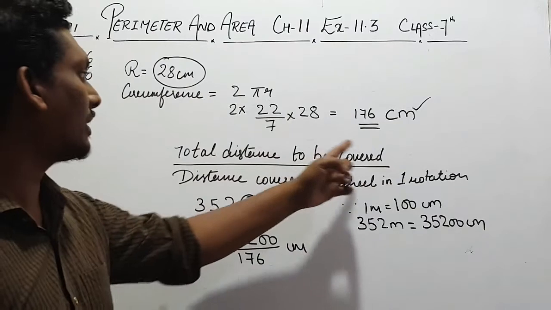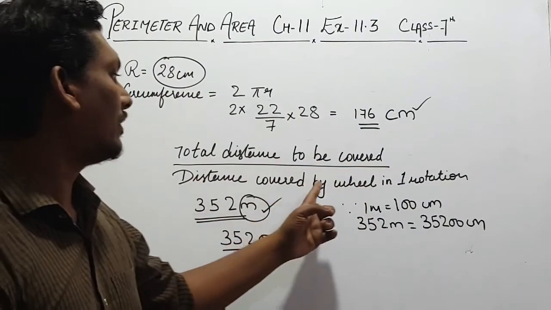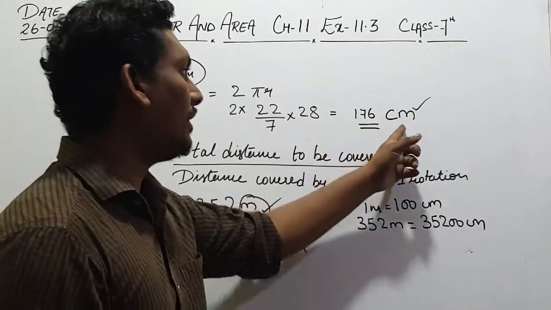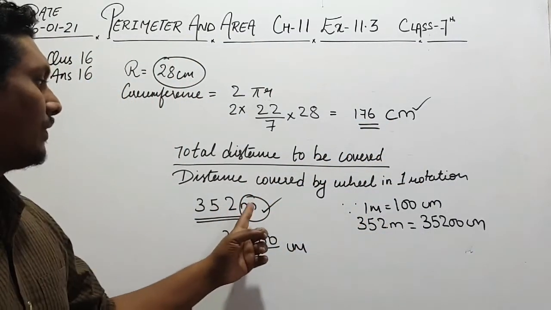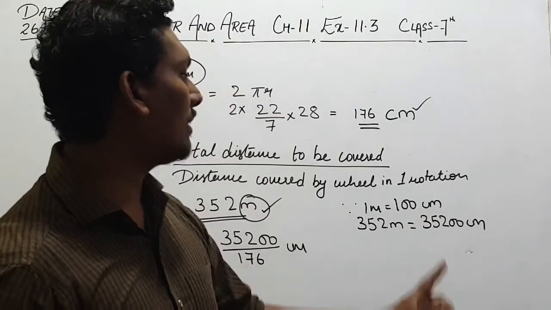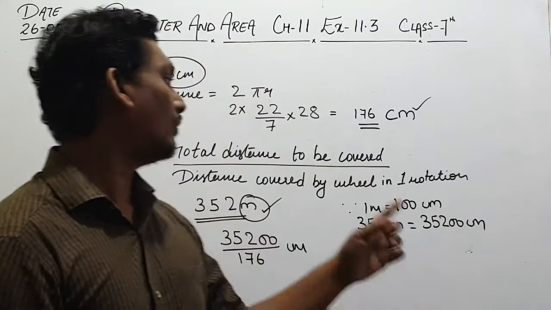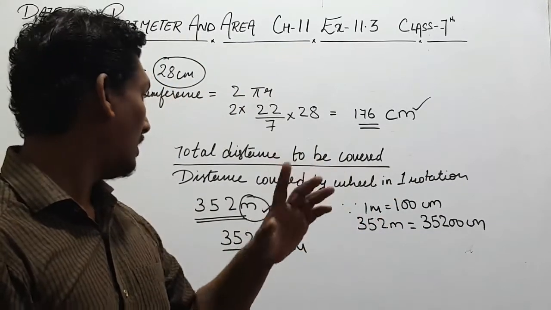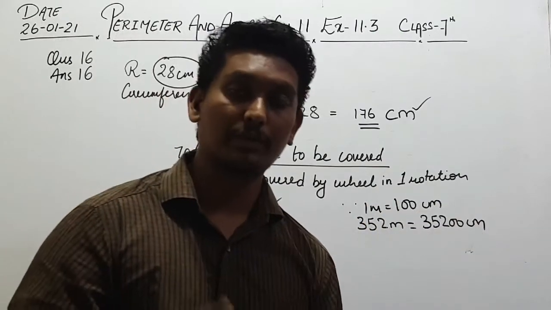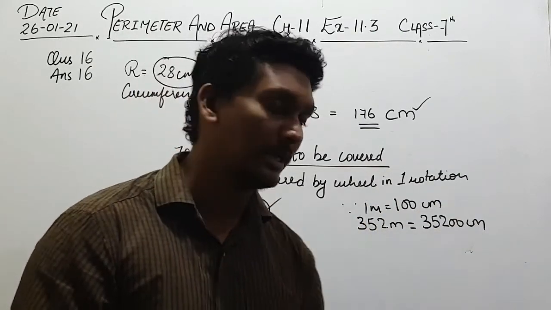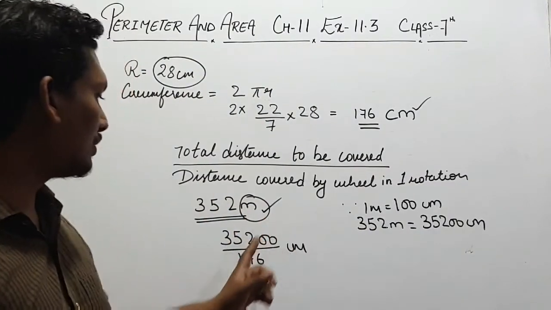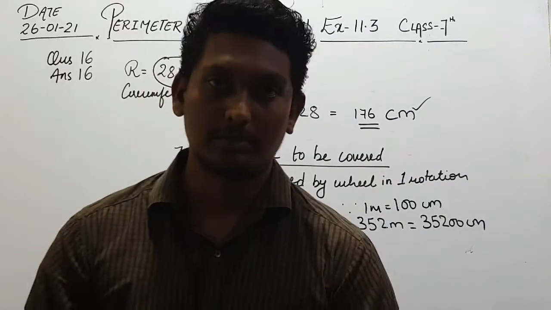So this total distance to be covered upon distance covered by the wheel in one rotation, that you have to find out. This unit is in centimeter and the unit given, 352, is in meter. This meter you have to convert into centimeter by multiplying with 100. So we have to find the value of distance covered by the wheel in one rotation. We have to find the value of 1 here. That's why we are going to do the division. So just divide this and you will get the final answer.